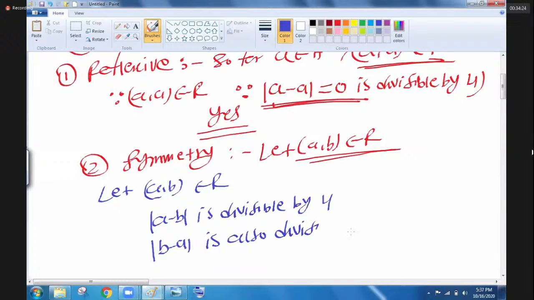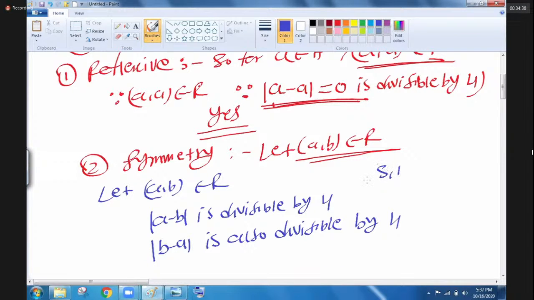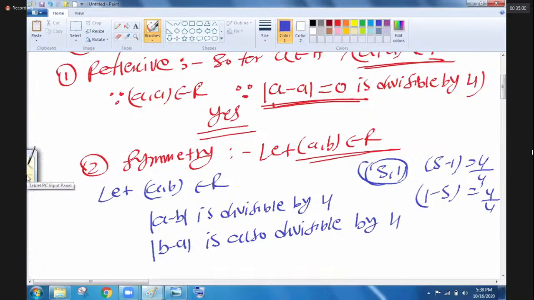I'm not even finding all the pairs. I'm just writing it. My logic is so strong that if A minus B is divisible by 4, B minus A is also divisible by 4. The reason is there is a modulus. For example, you are getting a pair 5, 1. So 5 minus 1 will give you 4. 4 is divisible by 4. So 1 minus 5 will also be divisible by 4, because the modulus is there. You will get minus 4, but with the modulus it becomes plus. So if 5, 1 is there in the relation, 1, 5 will also be there, because 1, 5 is also one of the pairs which satisfy the condition of divisibility by 4.